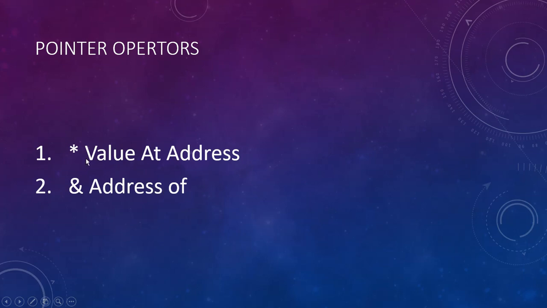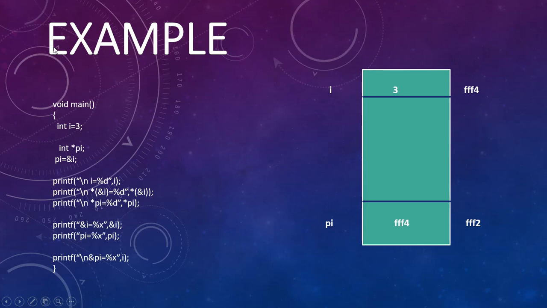Whenever asterisk occurs, it's always read as value at address. Whenever ampersand occurs, it's read as address of. Now see here, this is an example.